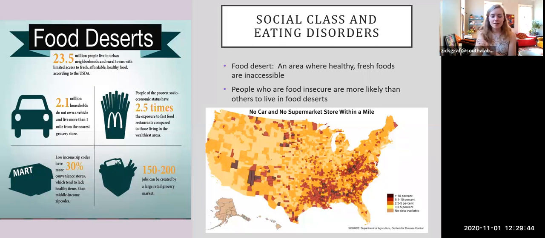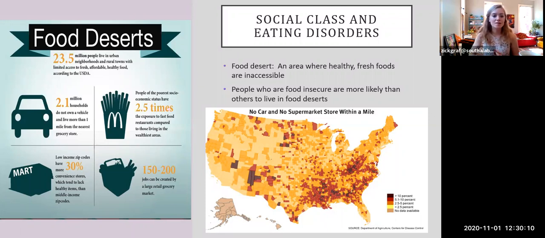In addition to food insecurity, poverty is associated with living in food deserts. Food deserts are defined as areas where healthy, fresh foods are not accessible. And this is another map of the United States showing that in the same areas where there's a lot of poverty and a lot of obesity, there are also a lot of people who don't have easy access to a supermarket, who don't have a car and don't have a supermarket within walking distance.